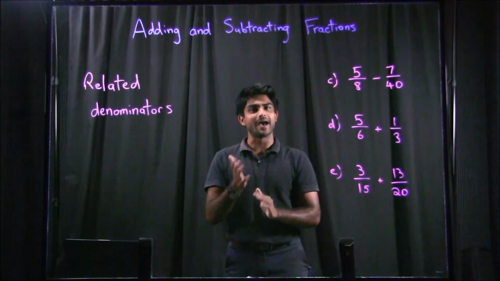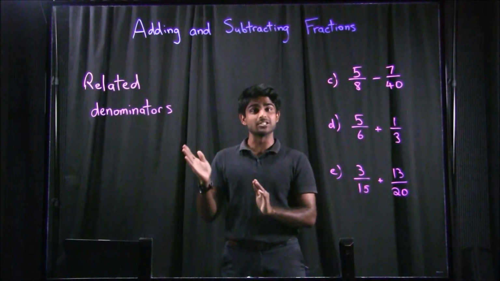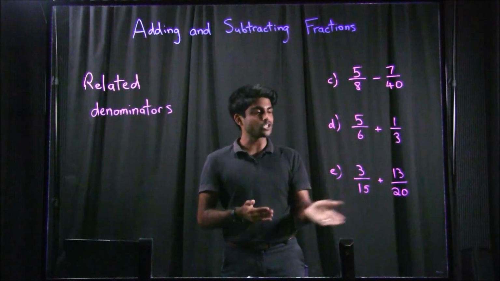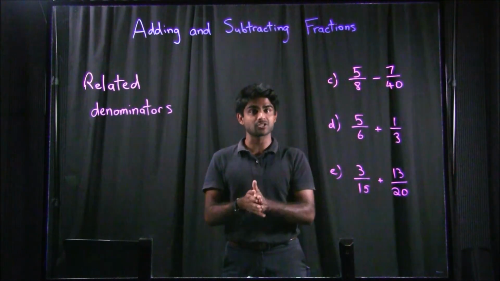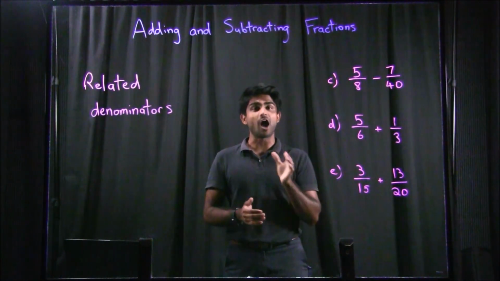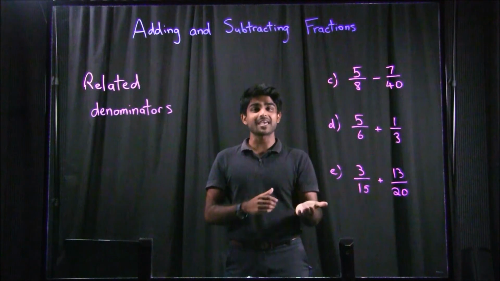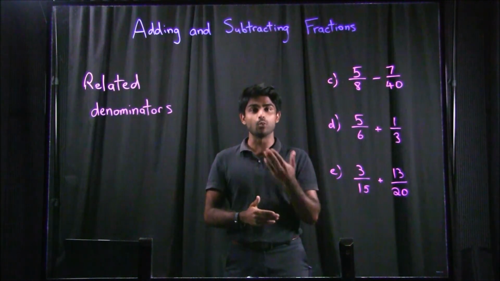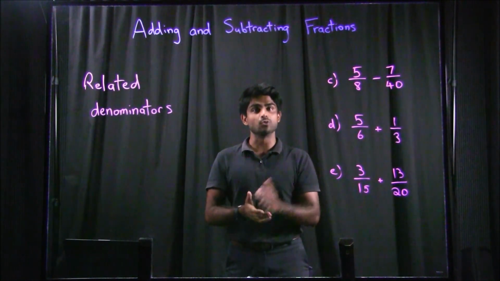So that was how to add and subtract fractions with related denominators. I have 3 questions here for you guys to work through if you would like to. Otherwise, I am going to move on to adding and subtracting with unrelated denominators. Now this can be a little bit more complicated, so I would recommend watching on and giving some more questions a go.